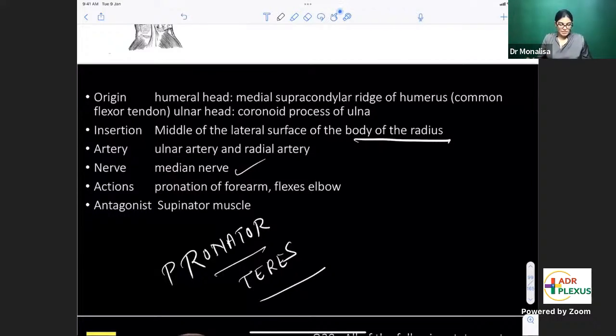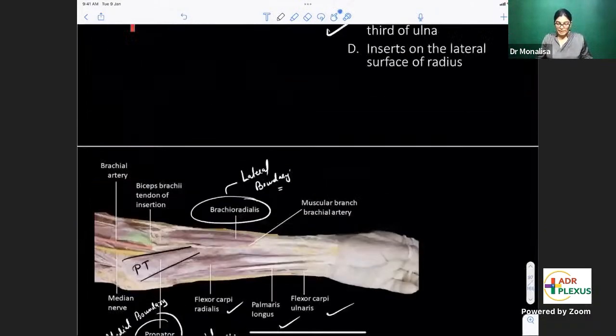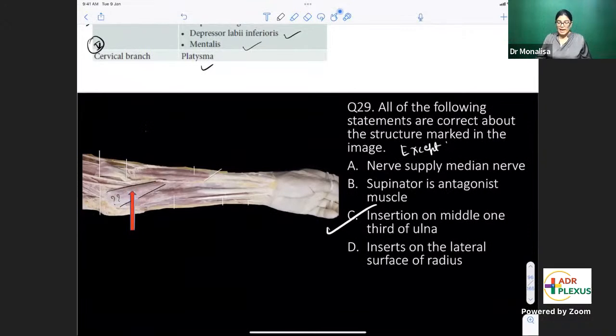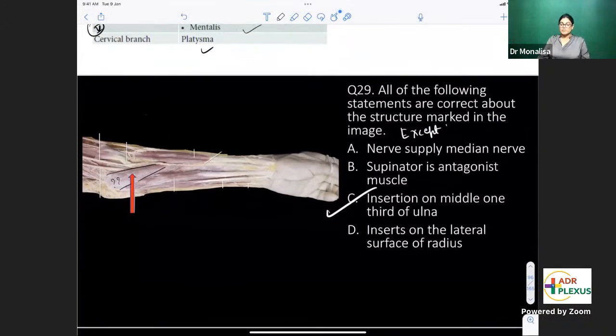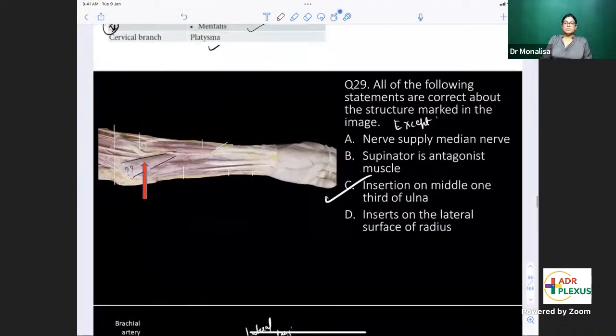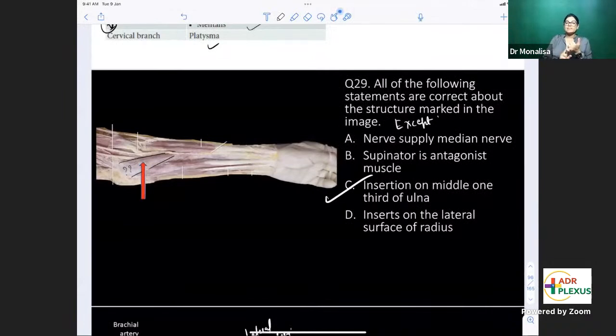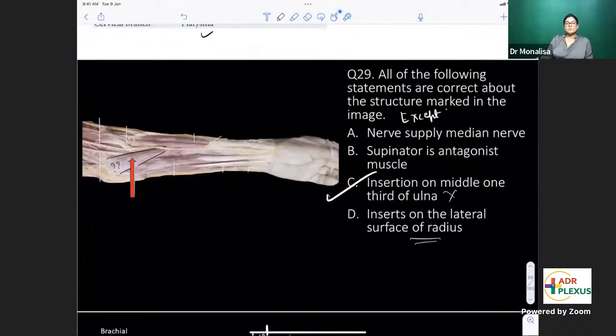Okay, dear. So this is all the details of pronator teres muscle. So definitely here we have got C as the wrong option. All other options were definitely right about the pronator teres muscle. Nerve supply by median nerve. Supinator is the antagonist muscle. Insertion onto the radius bone lateral aspect, not onto the ulnar bone. So only C is the wrong statement.